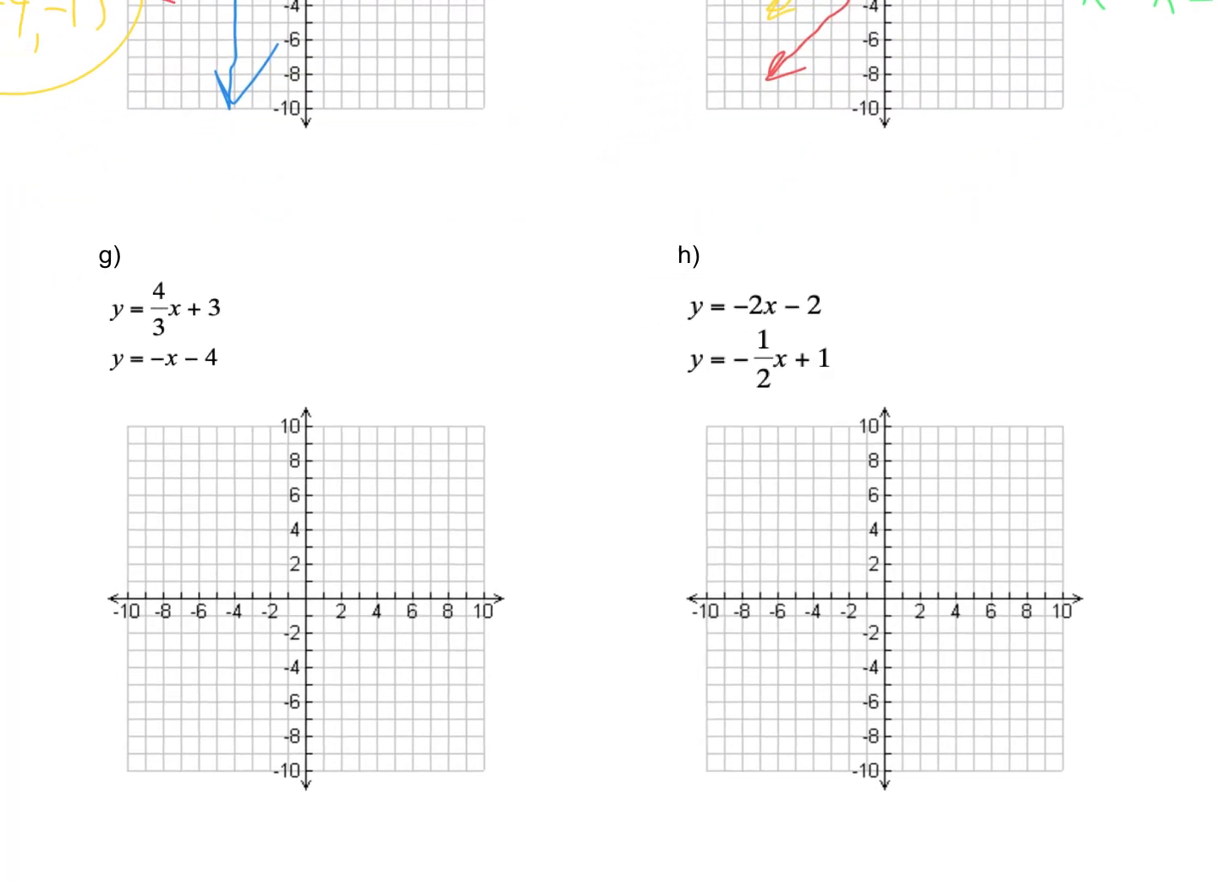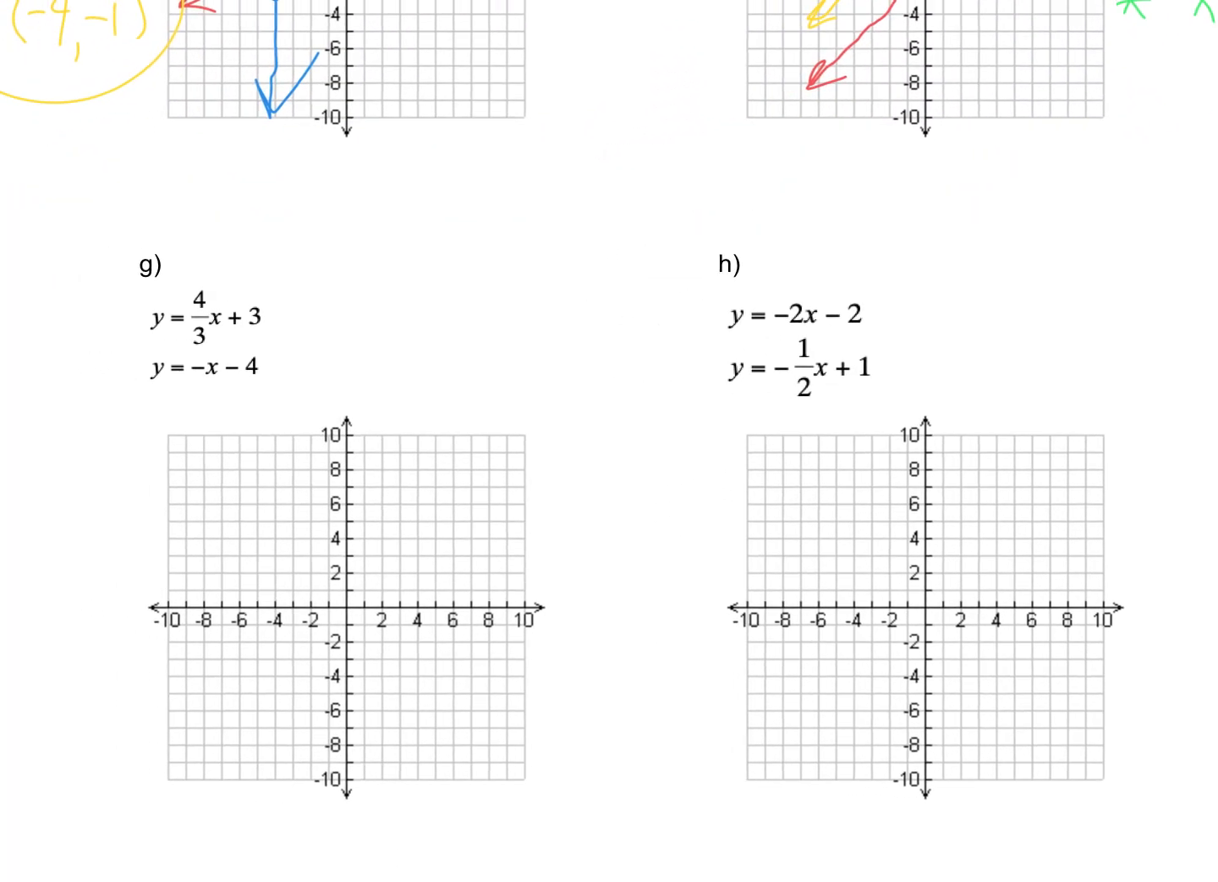All right, we have two more problems. I want you to try out both of these on your own. Pause the video. Once you are done, unpause and check your work with mine. You can do this.